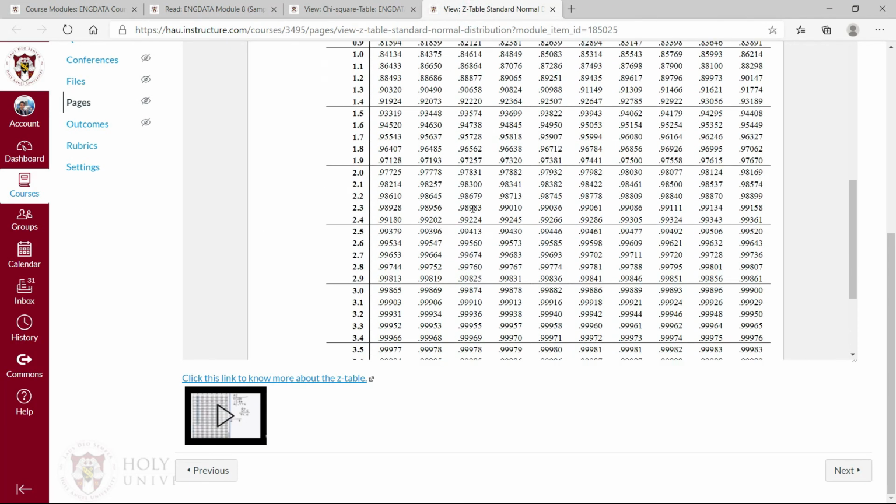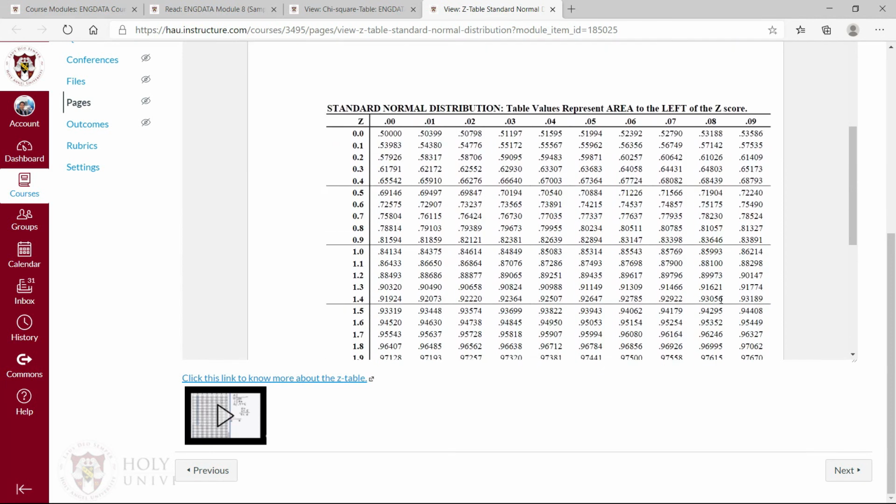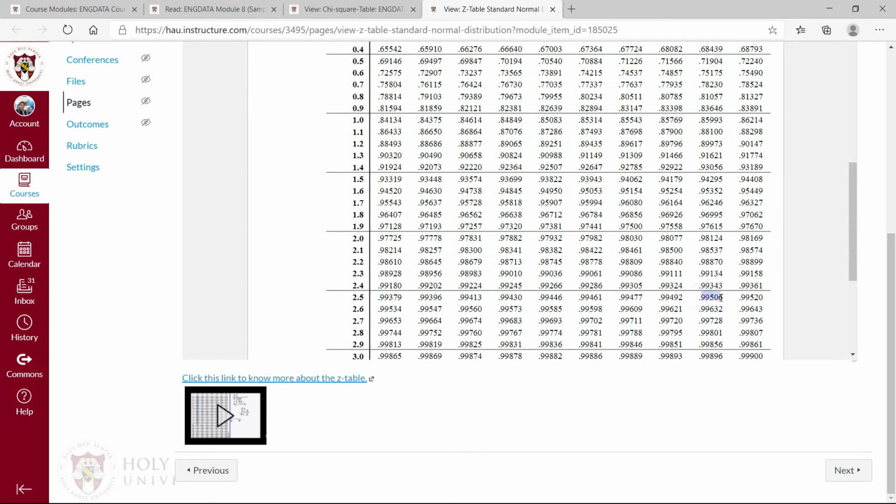0.995, probably this one, this one. So 0.99492 and 0.99506, which corresponds to 2.57 and its second decimal 2.58 respectively. If you're going to add this one, it should be 2.57, but then its answer is 75. Refer to this value, 0.99492.